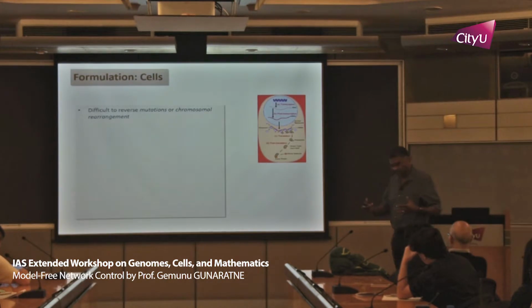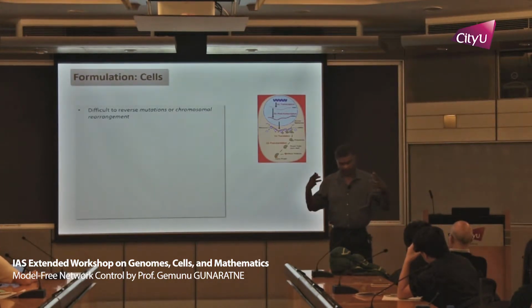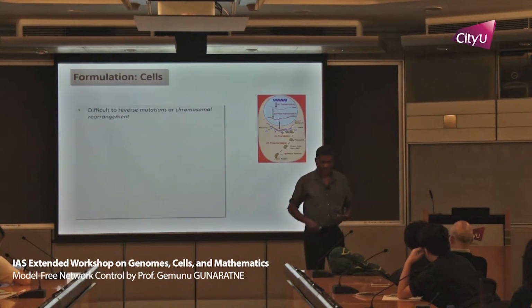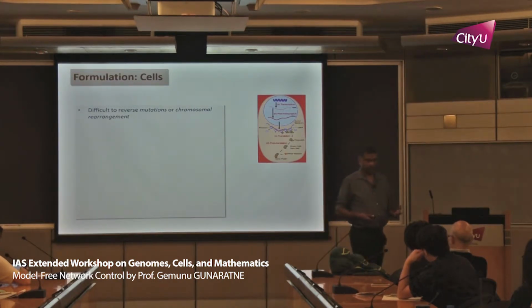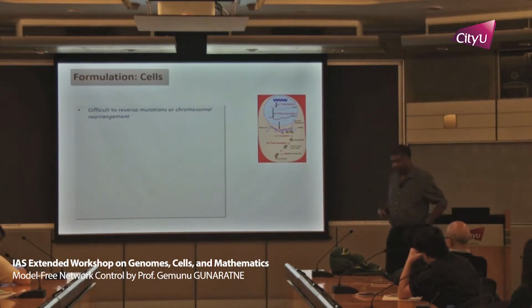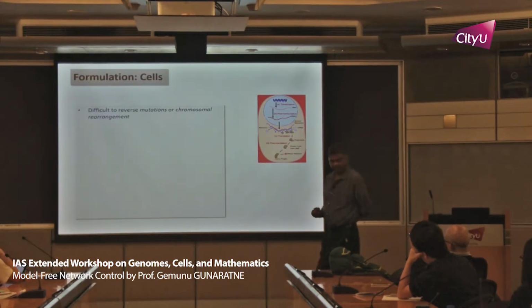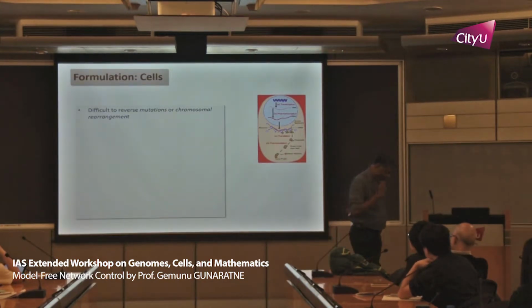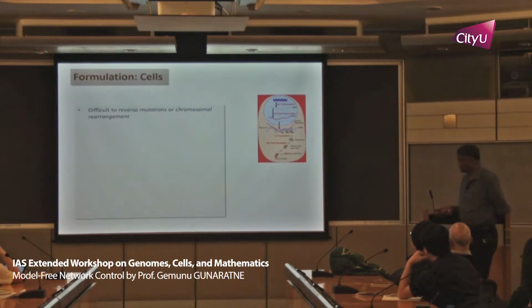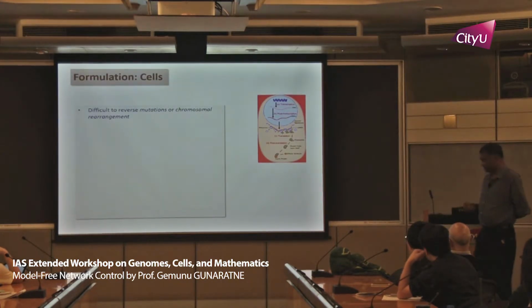Then you have this very complicated system with hundreds of nodes, thousands of interactions. You want to be able to control an undesirable state to a desirable state, and you don't have a good model to do this with. So how do we get there? That's the question. But let me first of all reformulate this problem.